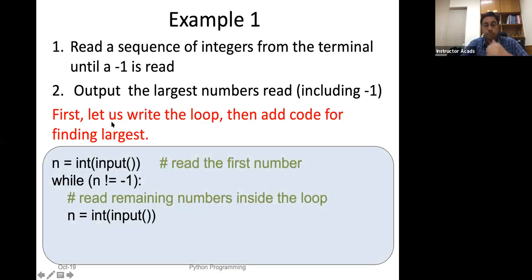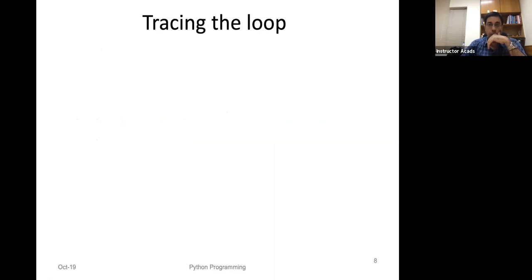So just like before, we say n equal to int cast of input, and then while n is not equal to -1, you read the remaining inputs. Okay. So now let's just see how the loop executes.